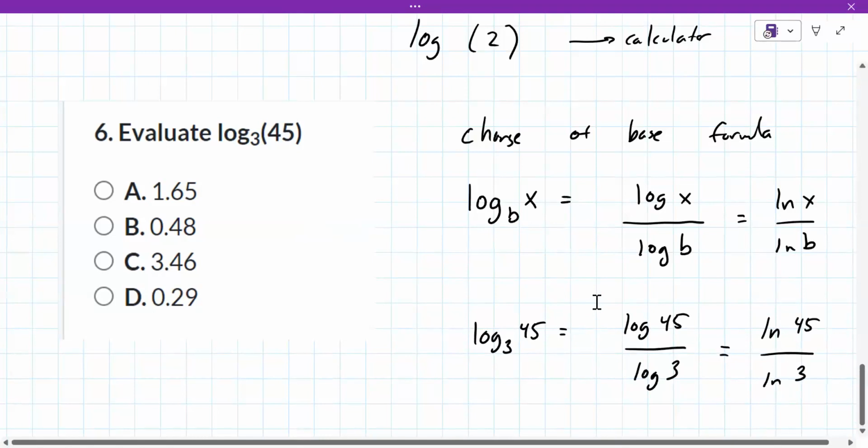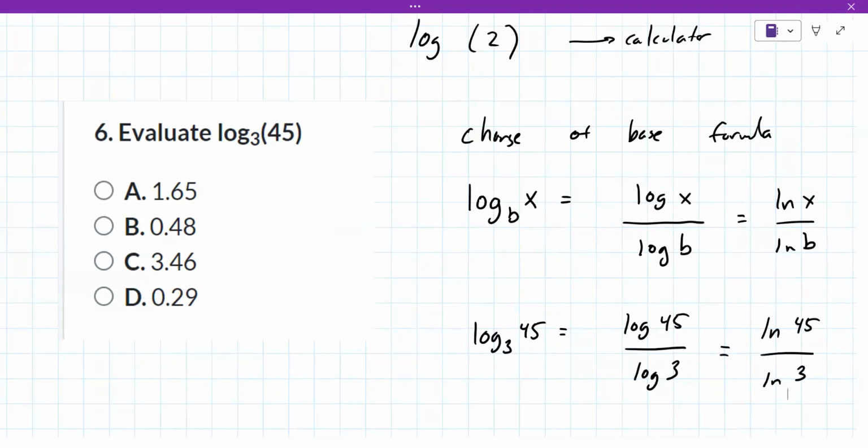In either case, it's a full calculator problem. You have to go to the calculator to put in either one, and you could do them both just to confirm that you get the same answer, but they are identical. So let's do that here as well.